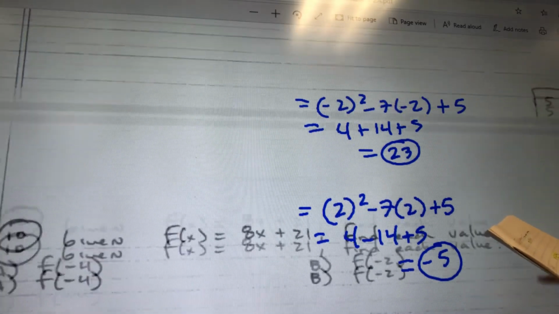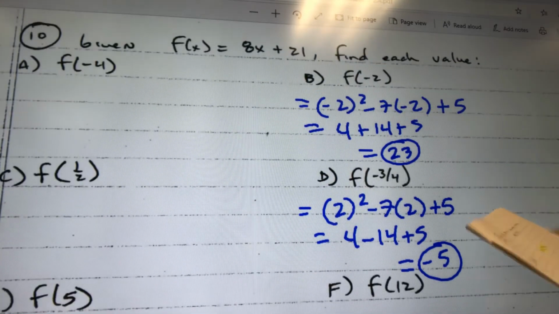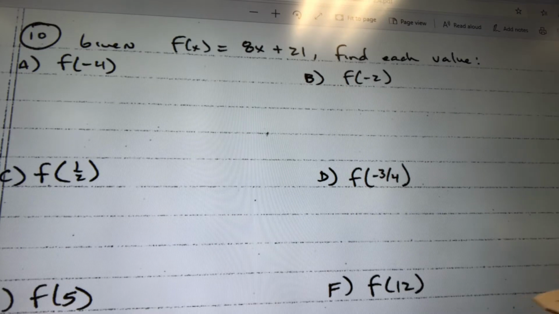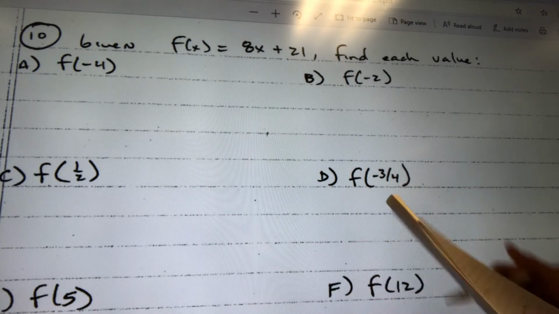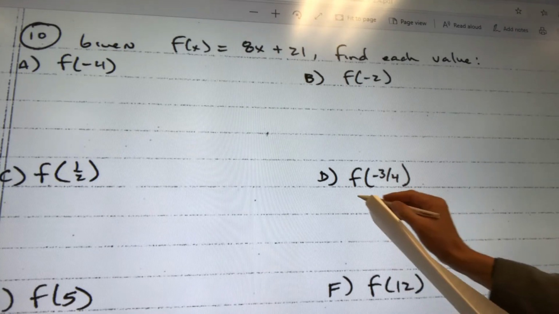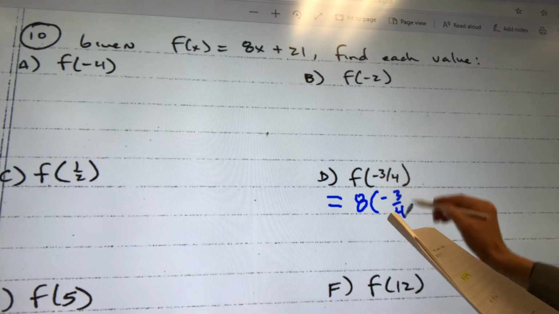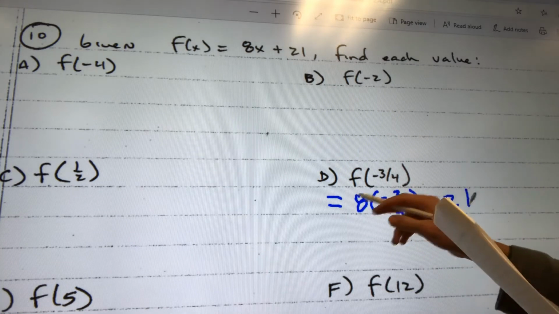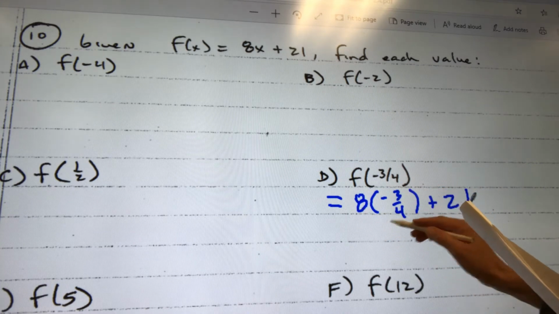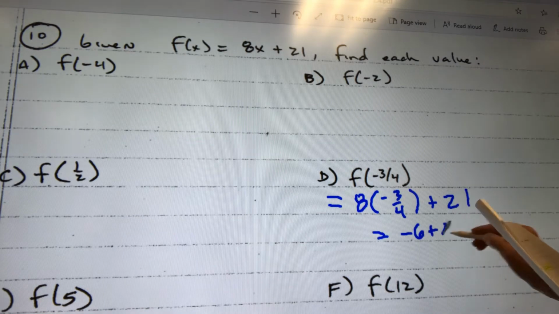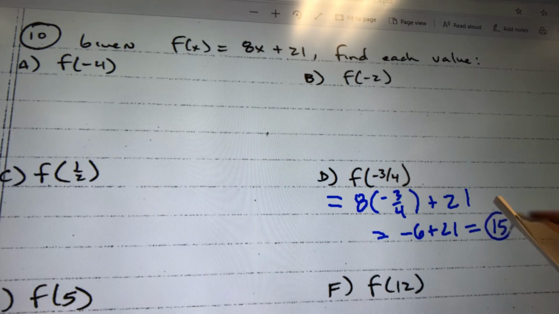So, let's go to number 10 on page 6. Given f of x is 8x plus 21, find each value. And let's do D right here. So 8 times -3/4 plus 21. 8 times -3 is -24, divided by 4 is -6, plus 21, 15.